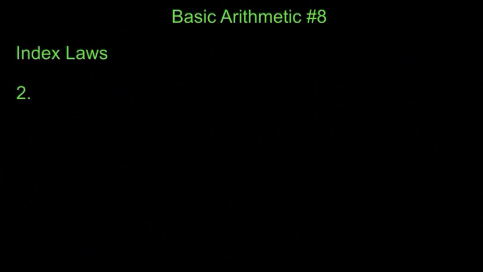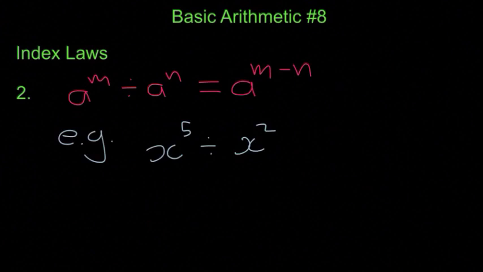Okay, the second law states that if I have two numbers with the same base, but one is being divided by the other, and the two indices are different, then we can subtract the indices. So we would have a to the power of m minus n. An example in this case might be x to the power of 5 divided by x to the power of 2, which would give us x to the power of 5 minus 2, and that's equal to x to the power of 3, or x cubed.